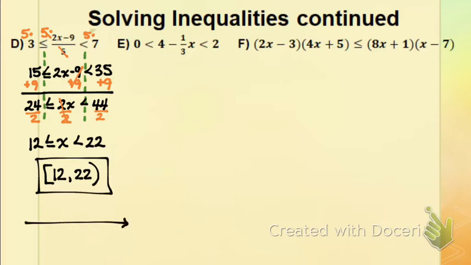What would this look like if I had asked you to graph the solution set? A closed dot at 12 or an open dot at 22. Yes, 12 and 22. You said a closed dot on 12. There we go. Closed dot at 12, open dot at 22, shaded in between. Beautiful.